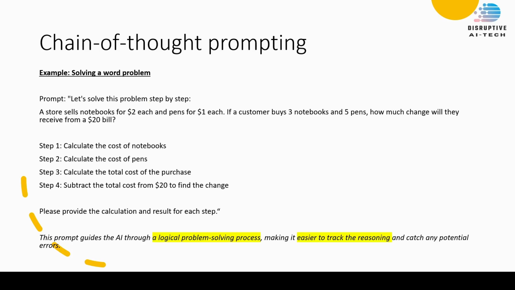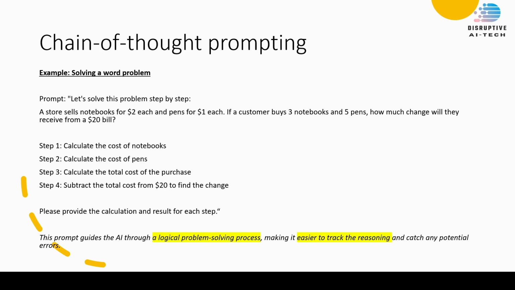So if you see the example, this is chain of thought prompting. We are trying to solve a word problem. In this one we say: a store sells notebooks at $2 and pens for $1 each. If the customer buys 3 notebooks and 5 pens, how much change will they receive from a $20 bill? If you calculate this by yourself, you can get the answer. But if you want this answer from an AI system, you give the steps for what to do.